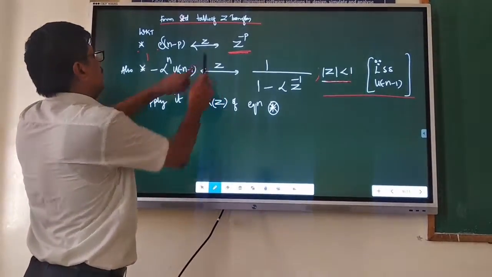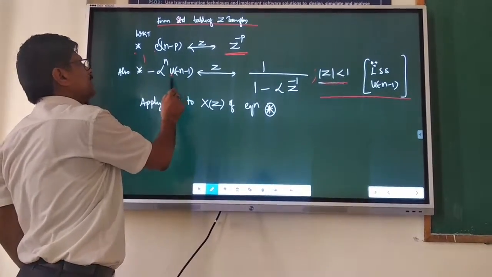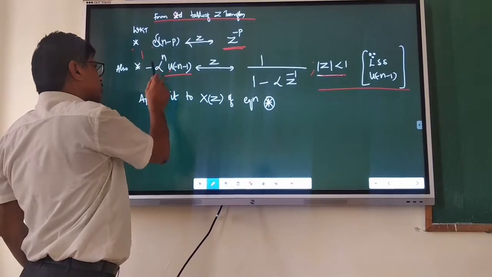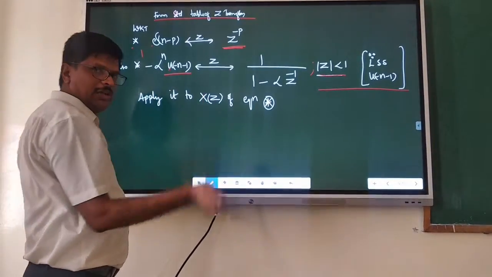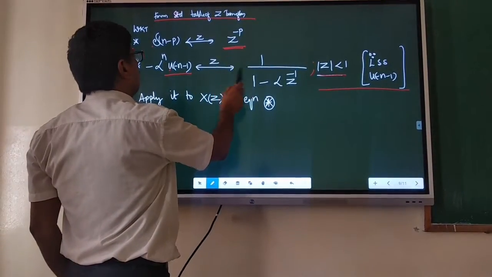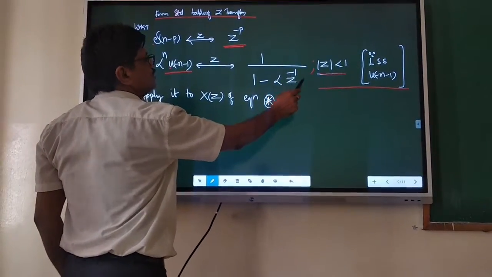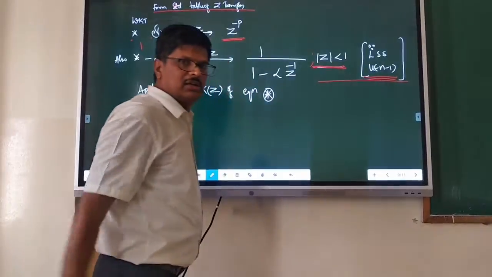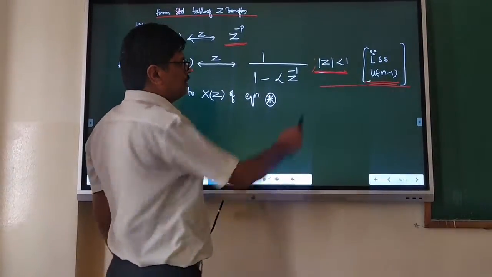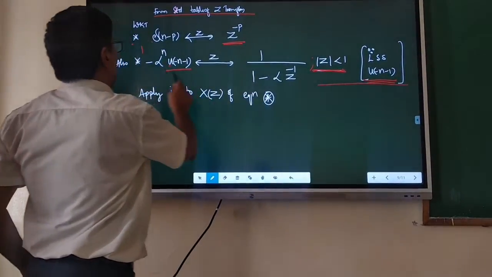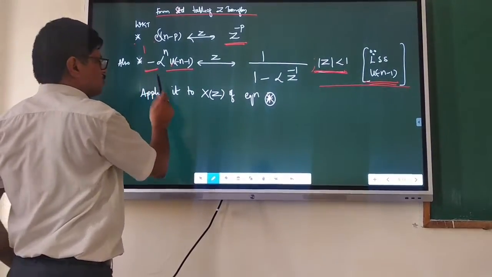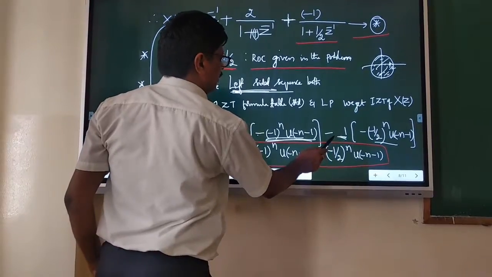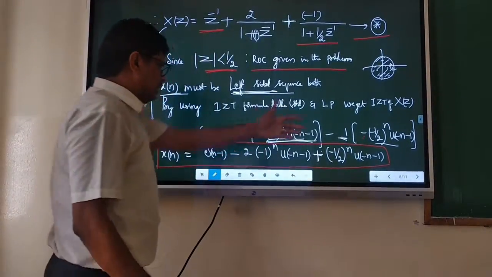I know the z transform of u of minus n minus 1 from this table. If you look at the table, minus alpha to the power n, with alpha as 1 by 2 here, is equal to 1 by 1 minus alpha z inverse if mod z is less than 1, that means a left side sequence. In this case it is a left side sequence, right? Here the minus sign is there, that's what I am writing. See this minus sign, right?